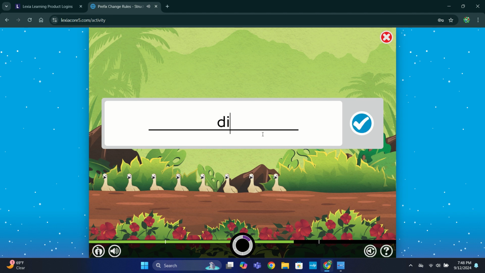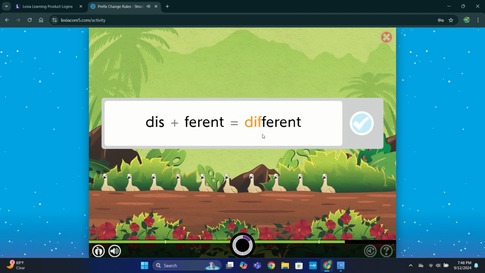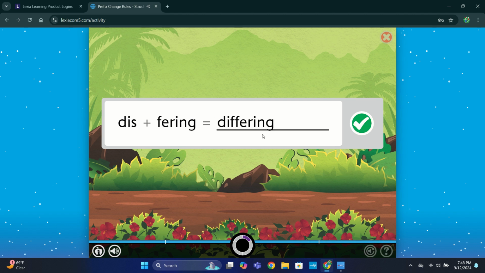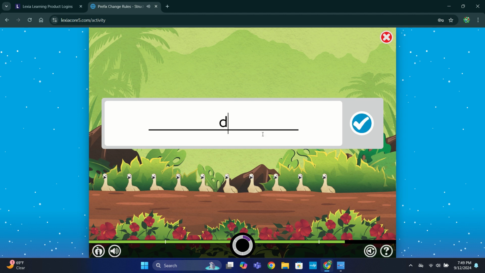Diffuse. Difficult. Different. The last letter of the prefix changes to the first letter of the root to make it easier to say. Different. Difference. Differ. Differing.